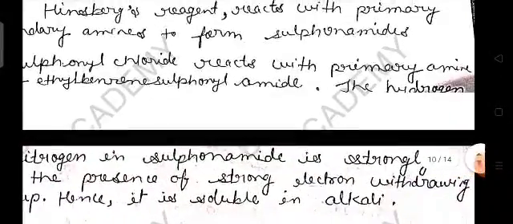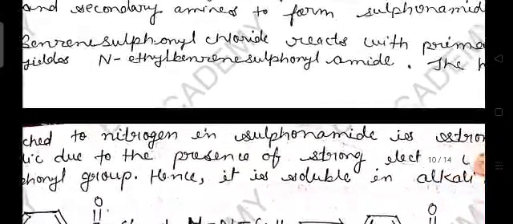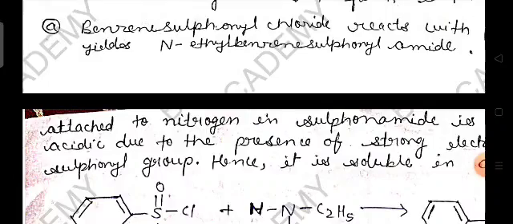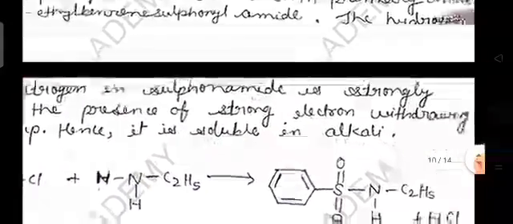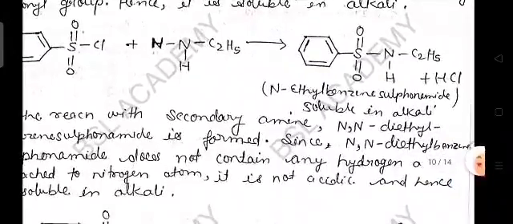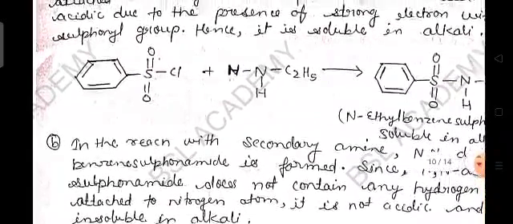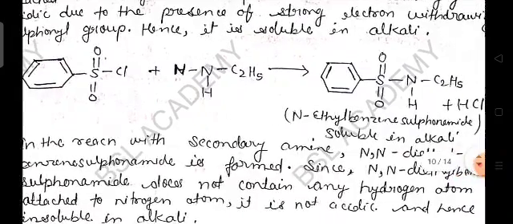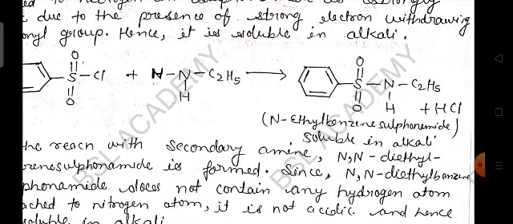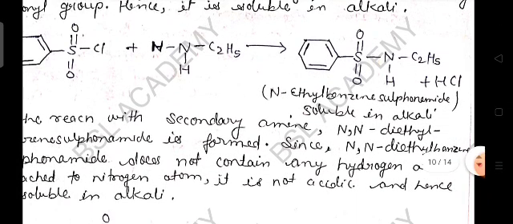So benzene sulfonyl chloride reacts with primary amine, yields N-ethyl benzene sulfonyl amide. The hydrogen attached to nitrogen in sulfonamide is strongly acidic due to the presence of a strong electron withdrawing sulfonyl group, hence it is soluble in alkali. So here you can see its reaction. Here benzene sulfonyl chloride changes into N-ethyl benzene sulfonamide, which is soluble in alkali.